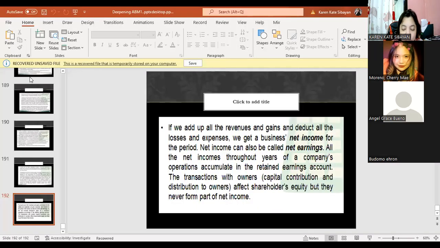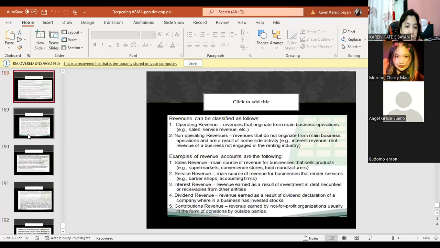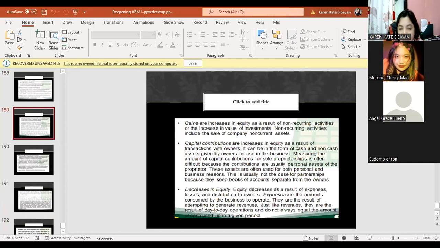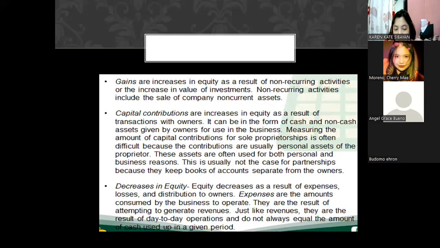Malapit na tayo mag-end. Chine-check ko lang. So time check, 2:33. May questions ba at the moment? Nauunawaan po ba? Masyado ba akong mabilis?